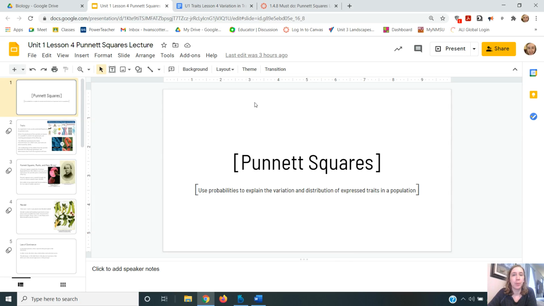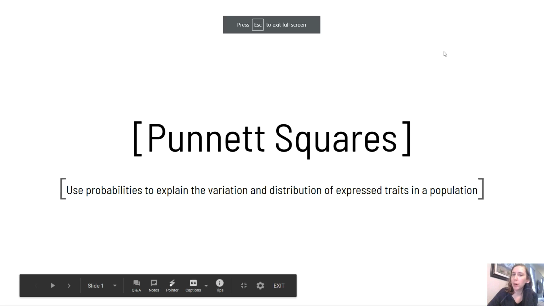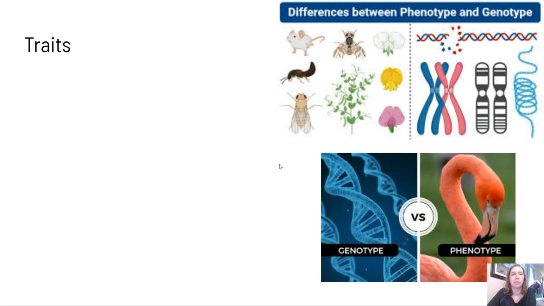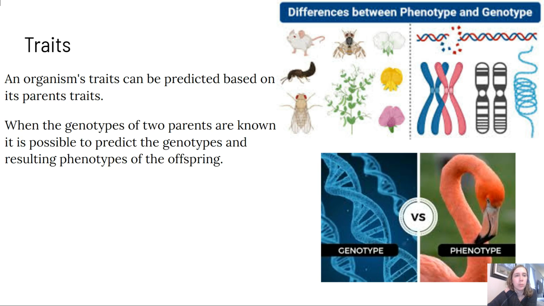Okay, here we go. Punnett squares. So we're going to use probabilities to explain the variation and distribution of expressed traits in a population. Traits are things that can be predicted based on the parent trait. Based on the two parents of an offspring, we can predict what their traits might be.